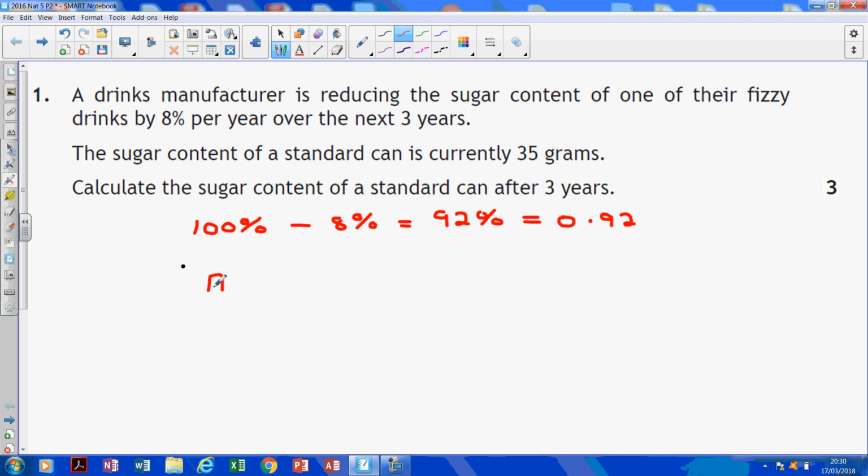Now we're going to make up our equation. So we've got the amount of sugar, and from that we take our multiplier, which is that percentage value, which is 0.92. And it's been reduced over the next 3 years, so we take that to the power of 3. The time always goes up there, and then multiply all of that by the amount of sugar that was currently in it, which is 35 grams. Now put all of that into your calculator.